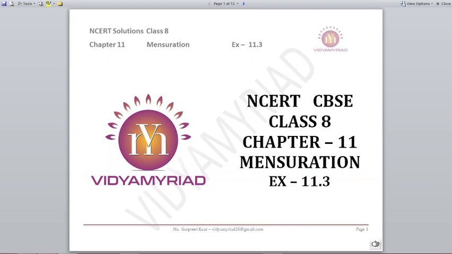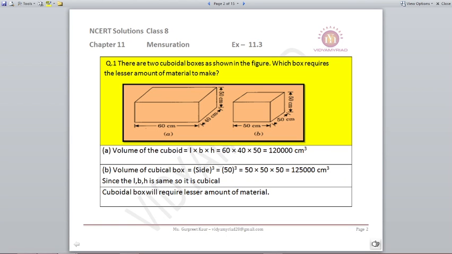This video is made for class 8 on chapter number 11 Mensuration, and today we are going to do exercise 11.3 from NCERT. Let's begin with question number 1. In this question there are two cuboidal boxes as shown in the figure. Which box requires the lesser amount of material to make? That means we need to find out the volume of both the boxes.